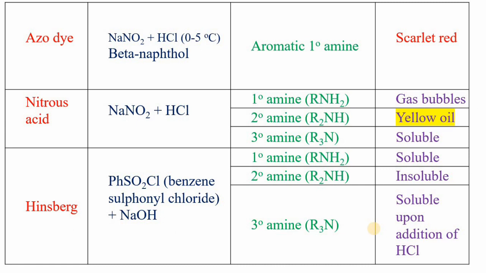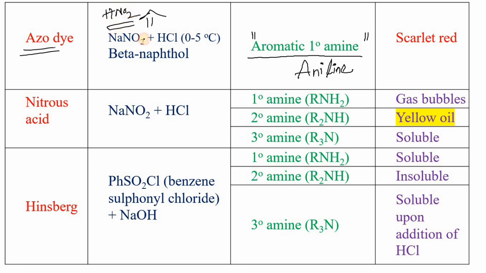Iodide test. This is used for the identification of aromatic primary amines only, not aliphatic, only aromatic primary amines such as aniline. Aniline can be identified by using iodide test. The reagent is NaNO2 plus HCl. This one forms HNO2, nitrous acid. First you have to treat with nitrous acid, then you have to treat with beta naphthol. In this test, there is a formation of scarlet red color solution due to formation of dye.